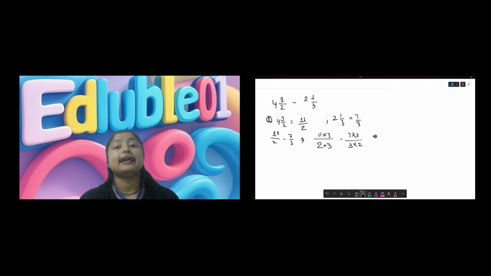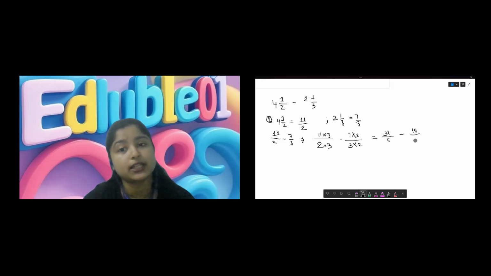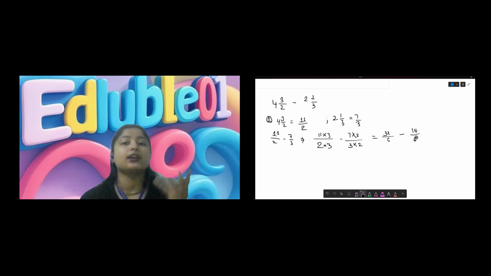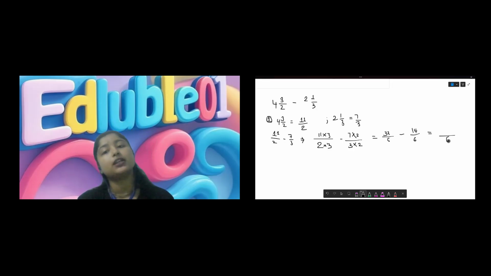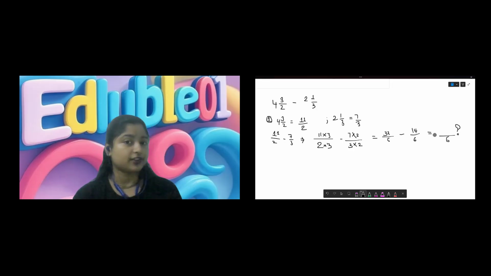So now you just do the simple calculation. 11 times 3 is going to give you 33 over 6. And this is going to be 14 over 6. It's very, very simple and easy this way. So you need to take away 14 from 33. So how much is it going to be? You need to tell the answer. The denominator is going to be the 6 only, right? Now you need to tell the numerator in the comments. This is the first way.